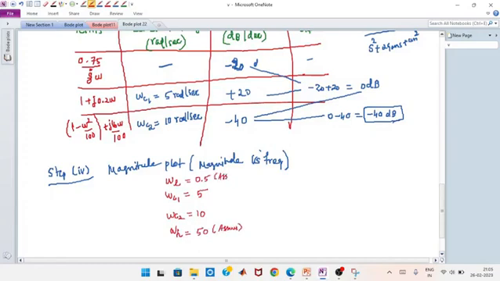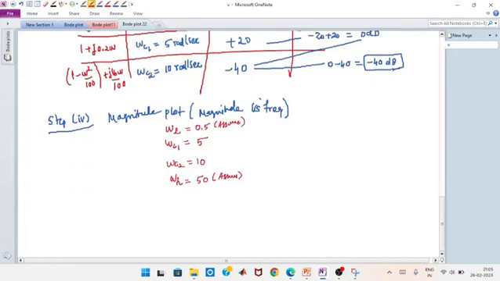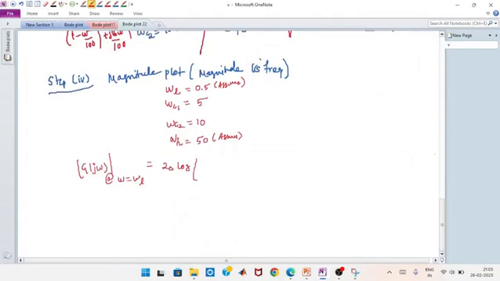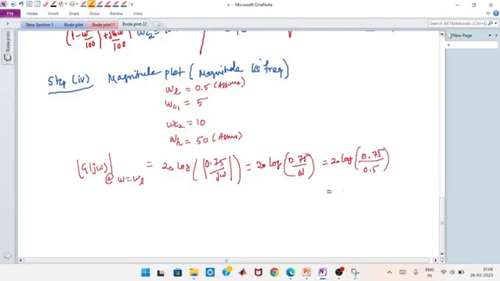So after this, you have to consider g of j omega at omega equal to omega c1, omega equal to omega c2, and omega equal to omega L. So what is the formula? That is 20 log of the magnitude of 0.75 divided by j omega, which is 20 log 0.75 divided by omega. What is the value of omega here? Instead of omega we have assumed the value is 0.5, so it is 20 log 0.75 divided by 0.5. Tell me, what is the value? You take a calculator and we will find out.